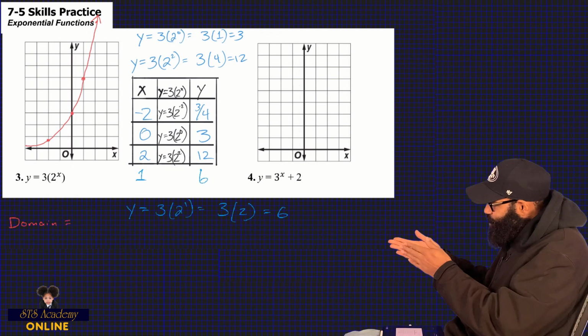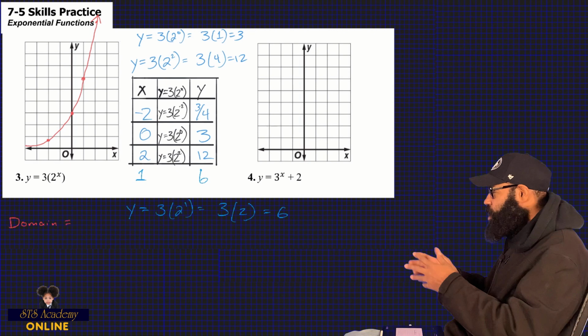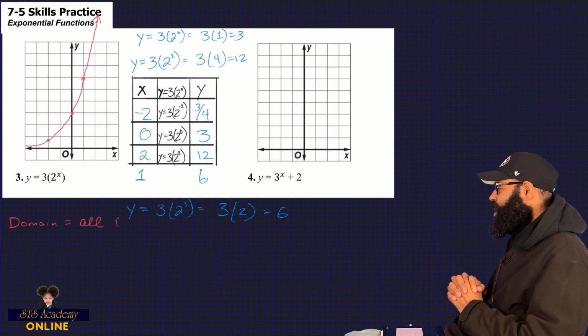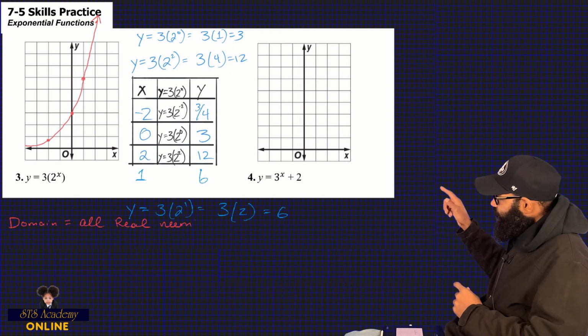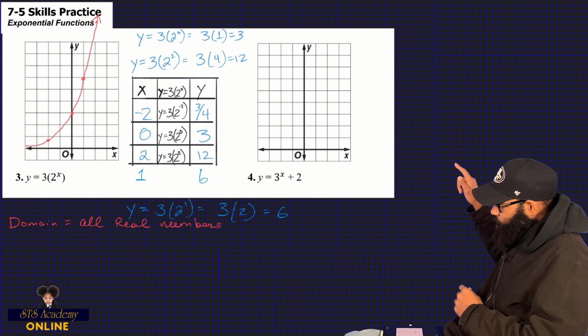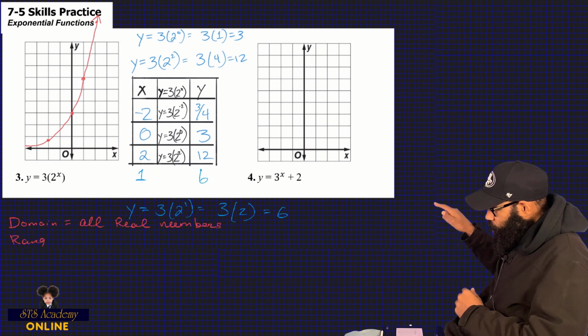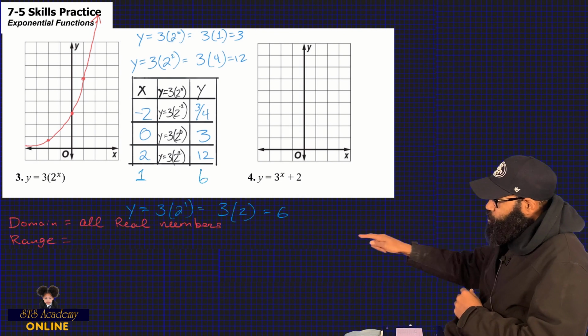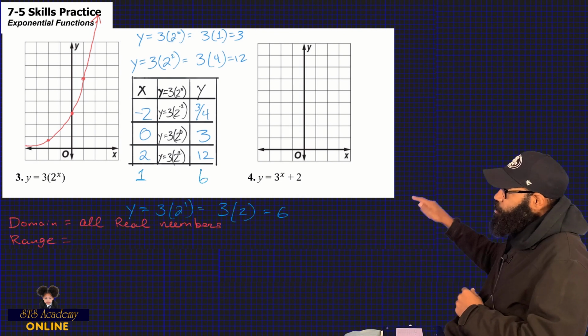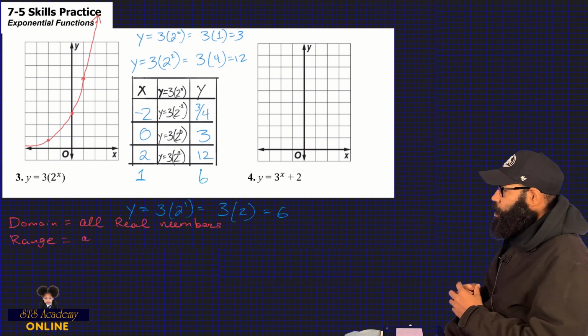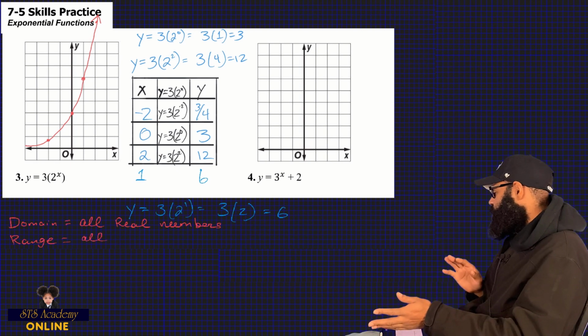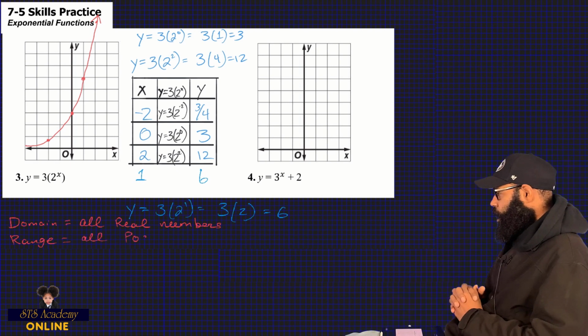Hey, what do you know? I'm doing domain. Look at that. So domain is your x values, guys. Guess what? All real numbers. Do you notice that the red exponential function graph is going to go all the way down and keep going to the left, so you can pick any x value. So keep going up to the right, keep going right, so you pick any x value on the left side of 0 and the right side of 0.